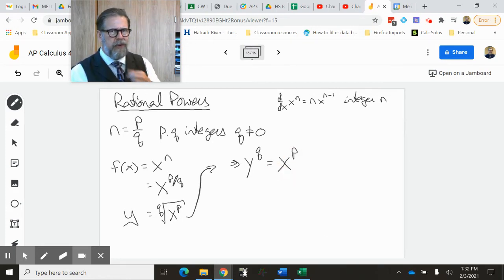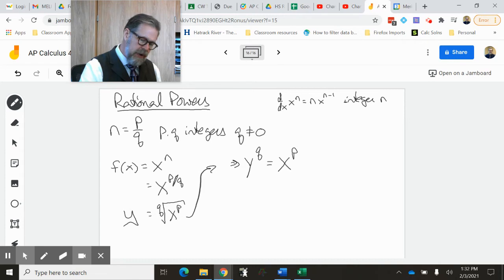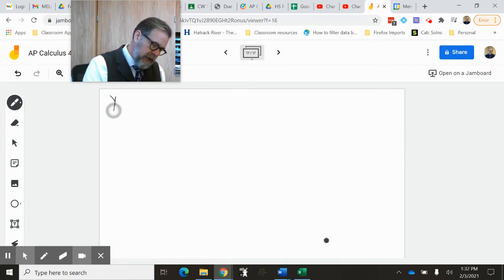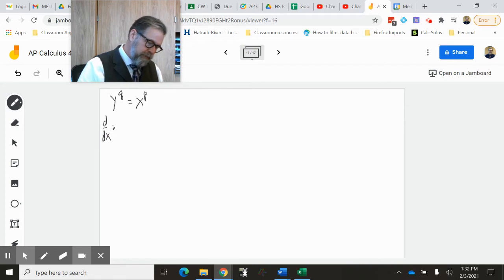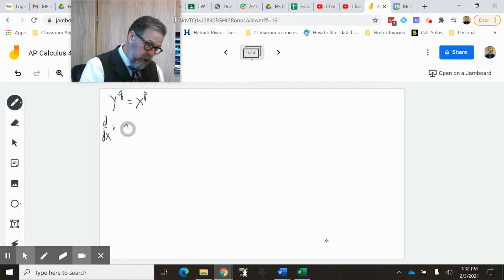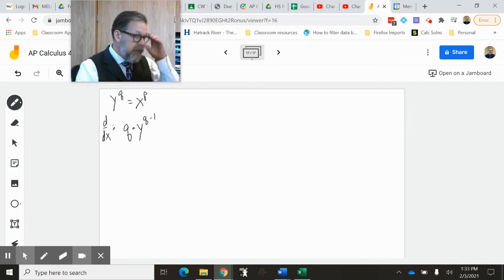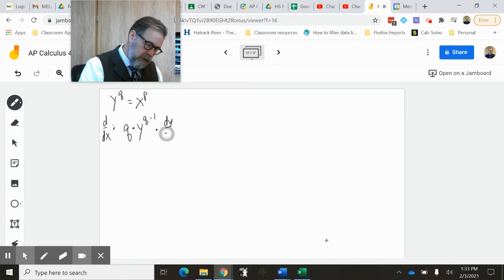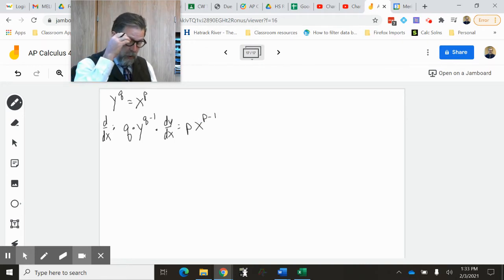And the reason we've waited till now to prove this is because we needed implicit differentiation. So let's take the derivative. I'm going to go to the next page just to give myself lots and lots of room. y to the q equals x to the p. So I'm going to take the derivative of both sides. The derivative of y to the q, since q is an integer, is q times y to the q minus 1 times the derivative of y with respect to x, and the derivative of x to the p is p times x to the p minus 1, since p is an integer, and we'd already proved that it worked for integers.